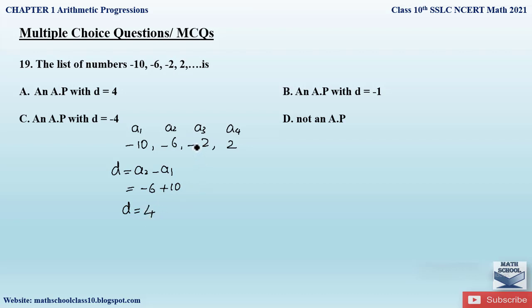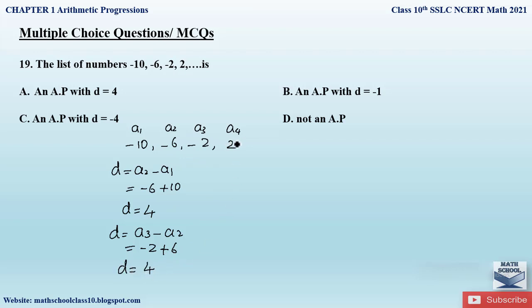Now let us check with the third and second term. So D is equal to A3 minus A2. Our third term is minus 2, minus of second term is minus 6. So minus and minus will become plus 6, or D is equal to plus 4.